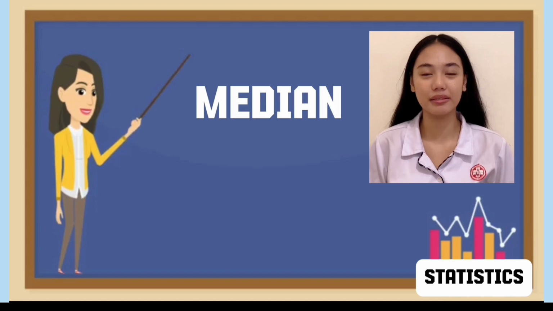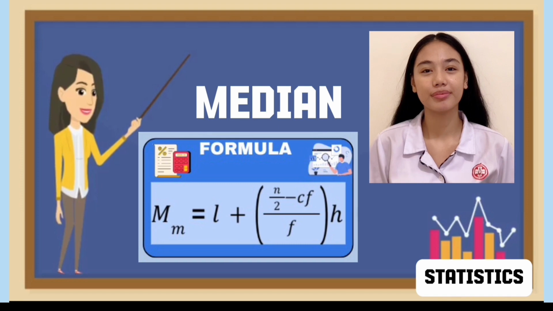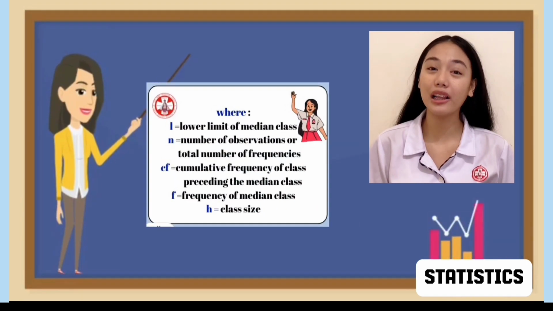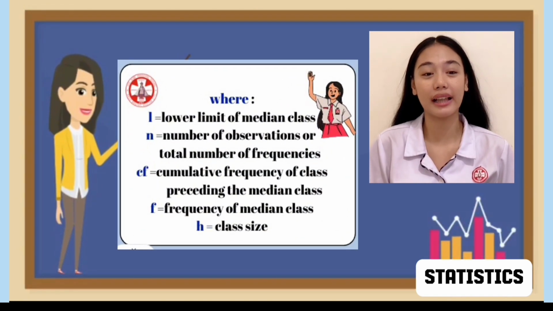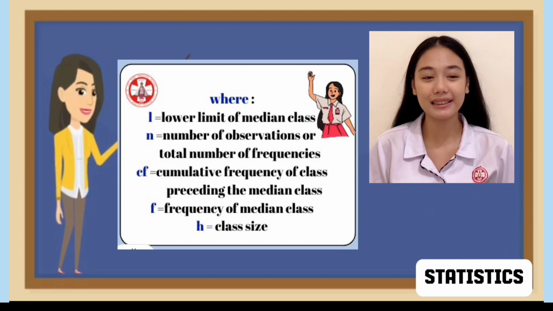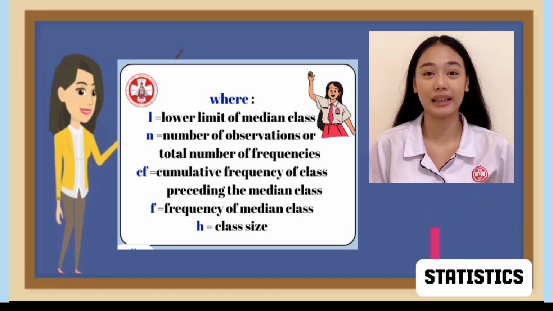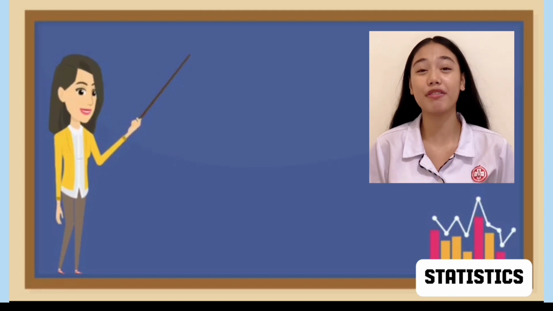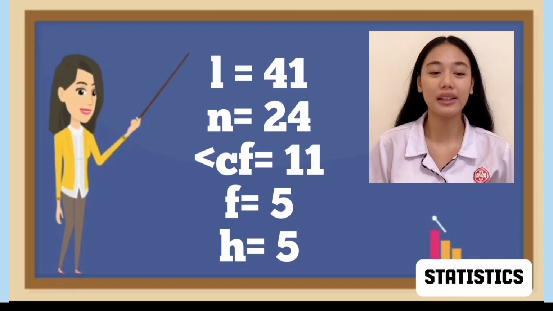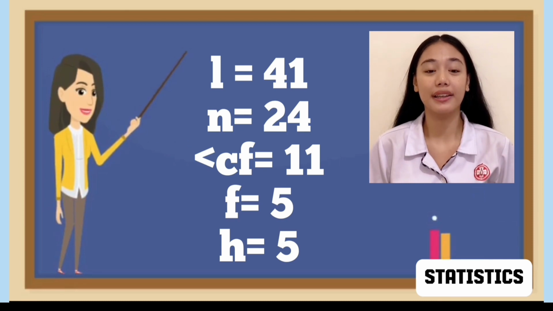Let's find the median. To find the median, we will apply the statistical formula, where L represents the lower limit of the median class, N denotes the total number of frequencies or observations, CF is the cumulative frequency of the class preceding the median class, F is the frequency of the median class, and H represents the class size. Here are the given values.